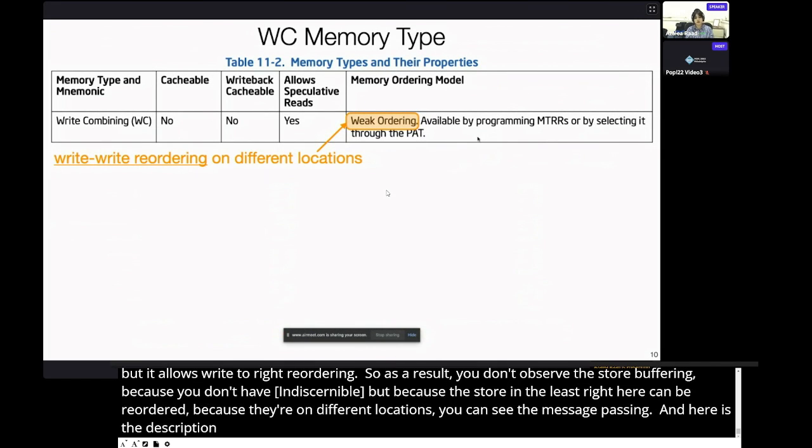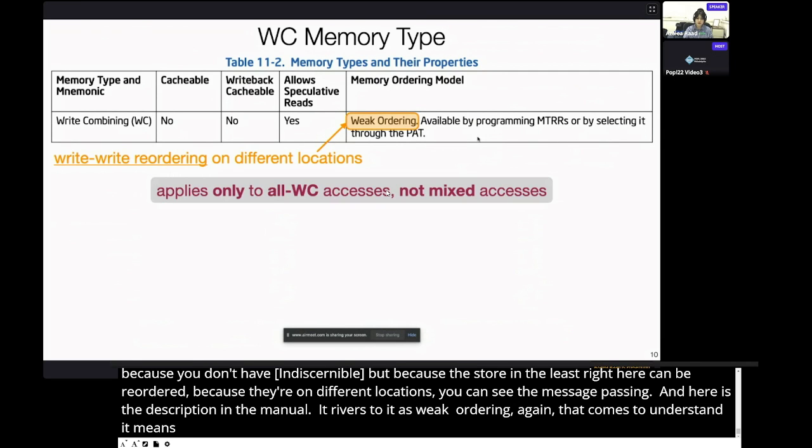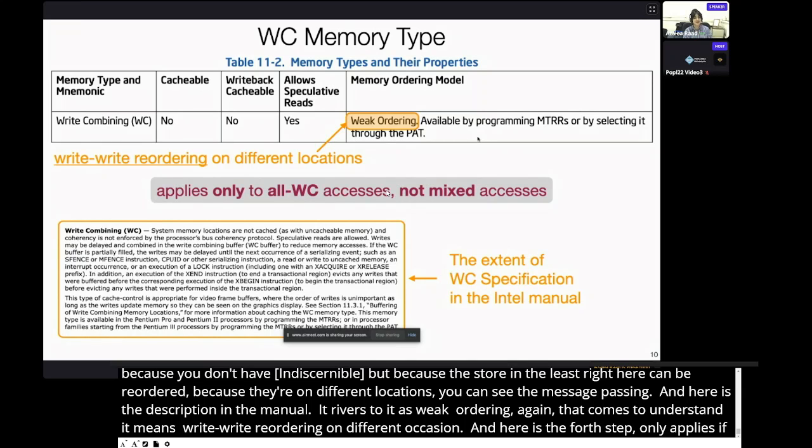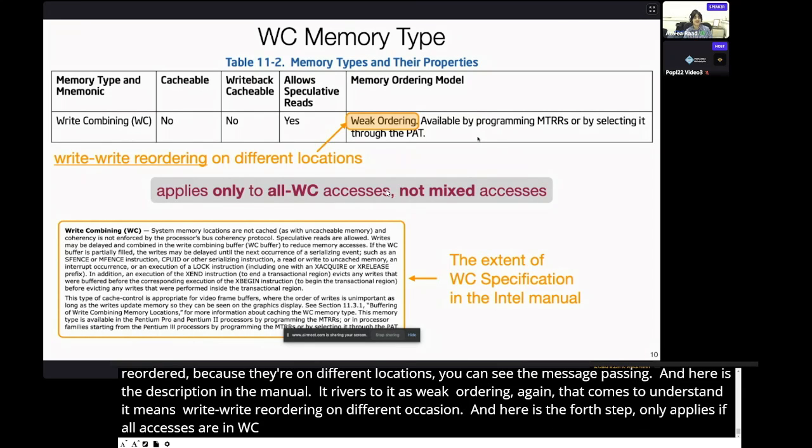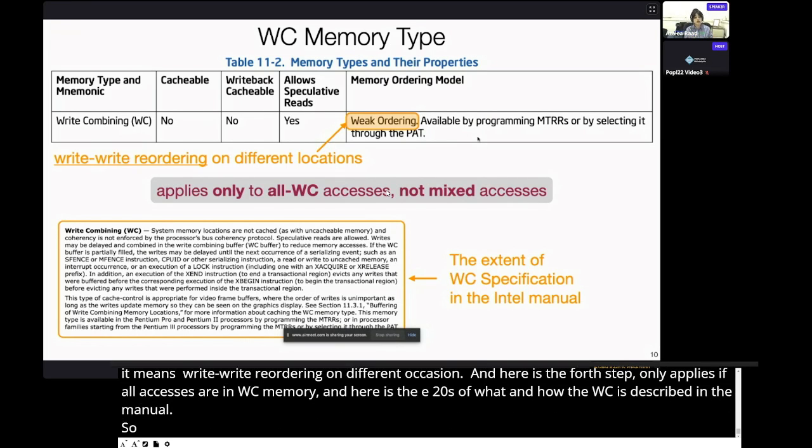And here is the description in the manual. It refers to it as weak ordering, again, which we have come to understand. It means write-write reordering on different locations. And with the caveat, of course, that it only applies if all accesses are in WC memory. And here is the extent of what and how WC is described in the manual.